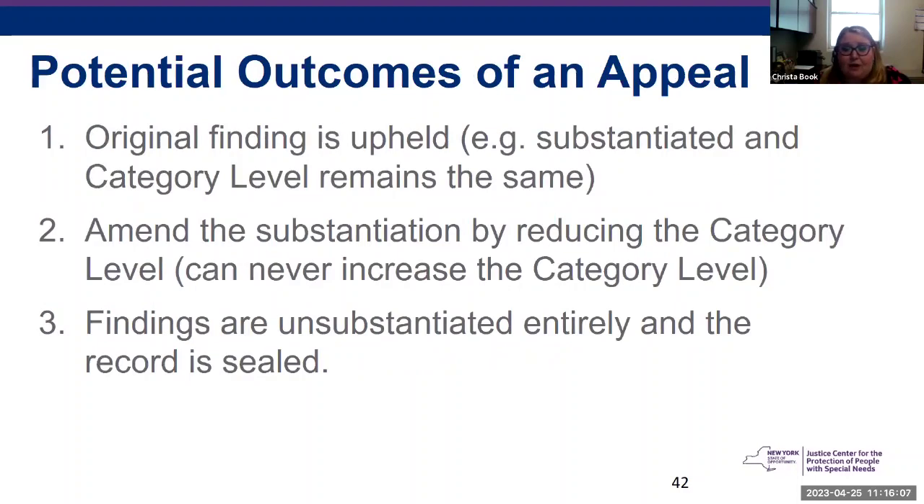So here are the potential outcomes of an appeal. The original finding is upheld, meaning if it was substantiated, it will remain substantiated and the category level will remain the same. It could be that the substantiation is amended by reducing the category level. So say you're found a category 1, maybe it could be brought down to a 2, in which case you wouldn't be on the SCL anymore.